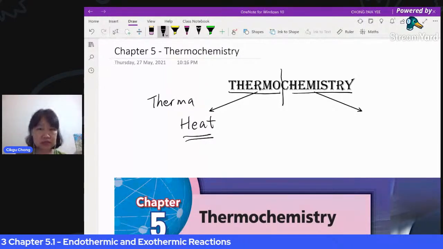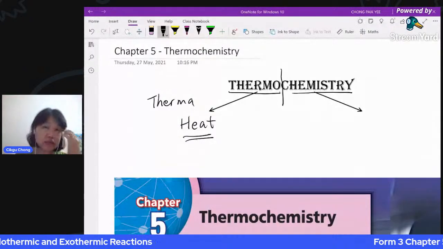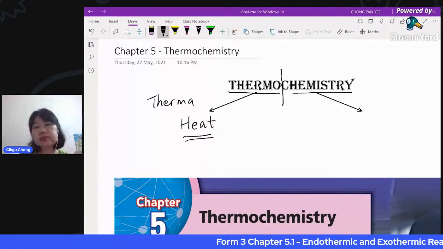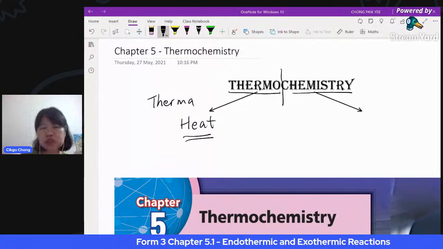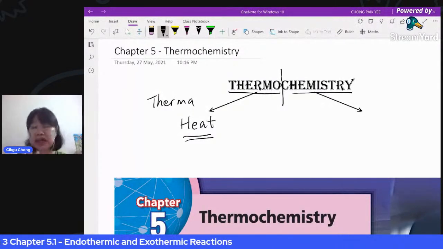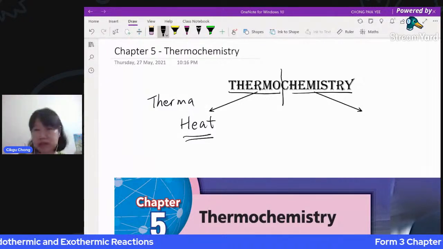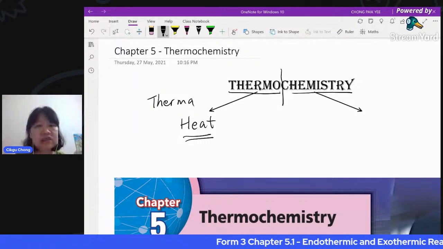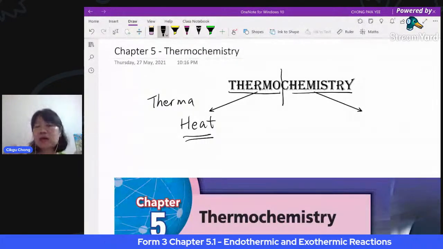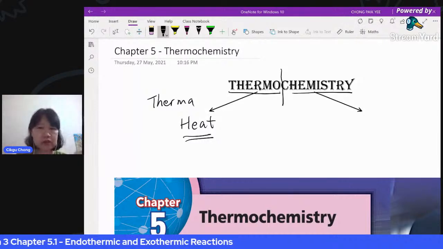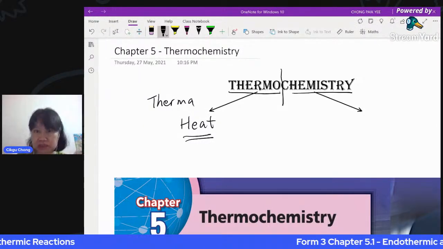So thermochemistry is a branch of chemistry which deals with a chemical reaction which either produces heat or absorbs heat. So release heat or absorb heat. Actually there are only two. Either the chemical reaction will produce heat, making it warm or hot, or the other way is that it can absorb heat from the outside. In other words, the heat will be absorbed into the substance itself. So this is something to do with heat.